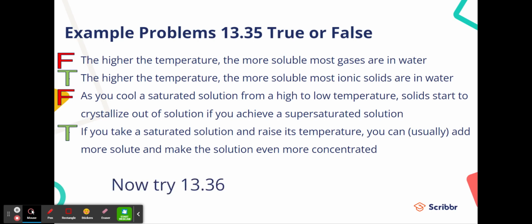Another problem similar to this is 1336. And in your book, you can also try any of the 1330s, which are all related to section 13.3.